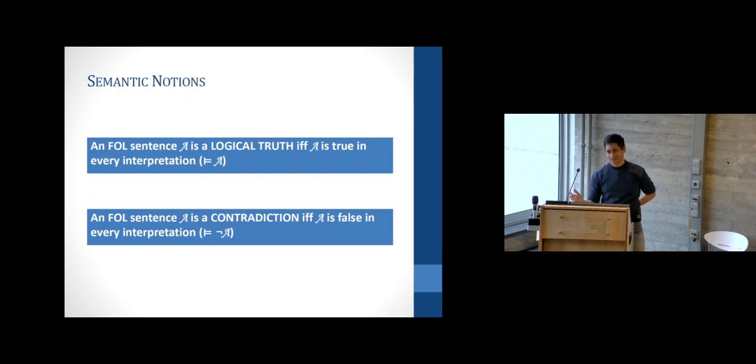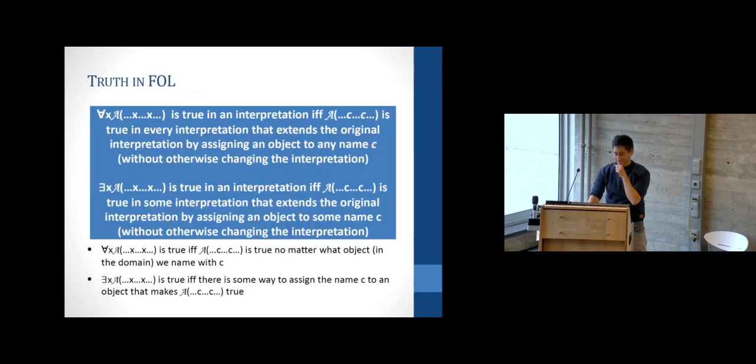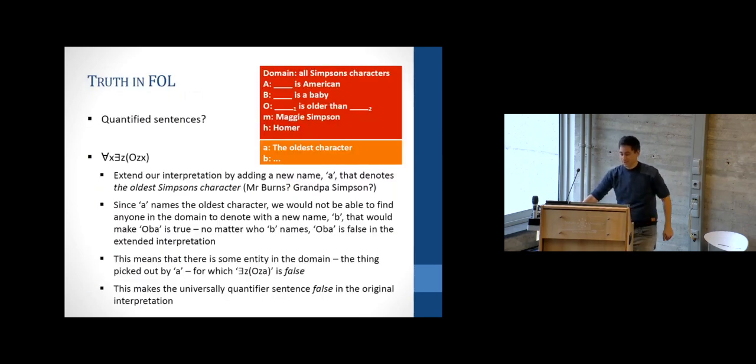But think about it for a moment and then you realize there are many logical truths. An interpretation is basically something that looks like this. You specify the domain, you specify the meaning of all the predicates, and you specify the meaning of the names. So whatever red block you give, the sentence is going to be true.